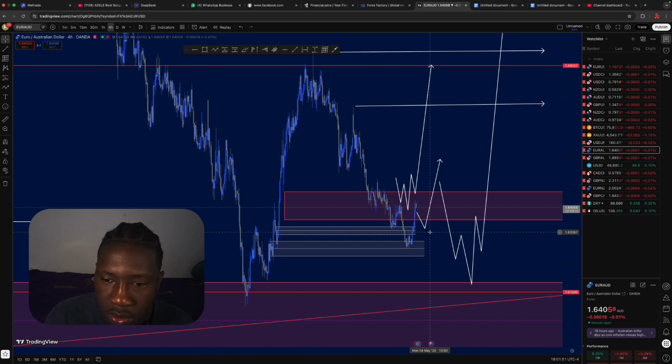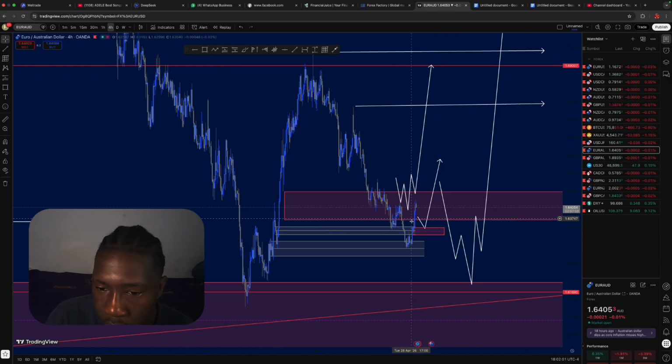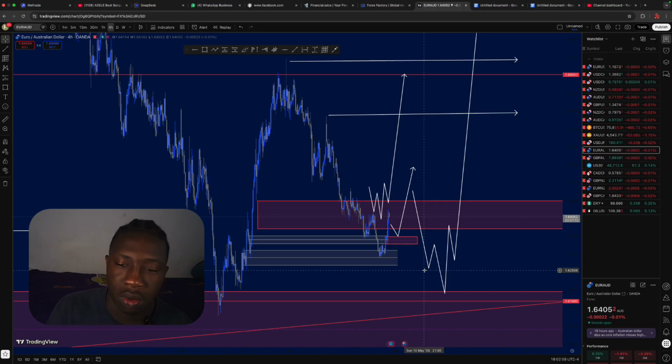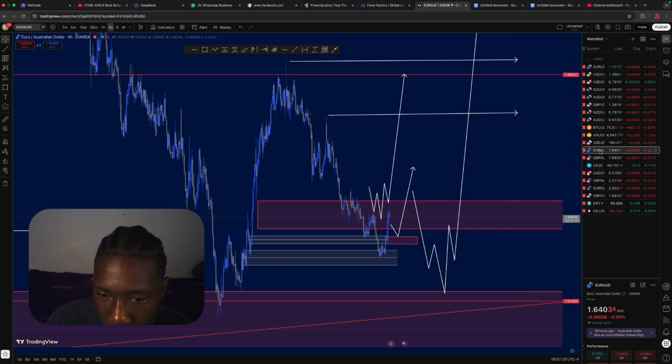Because if the market is going to move to the upside, we will look for a pullback. We will take the markets at this level, not at the first one. We need a pullback for us to take the markets. This one is the right pair that we need to focus on for today. Euro AUD and GBP AUD, these are the both currencies we need to trade today.